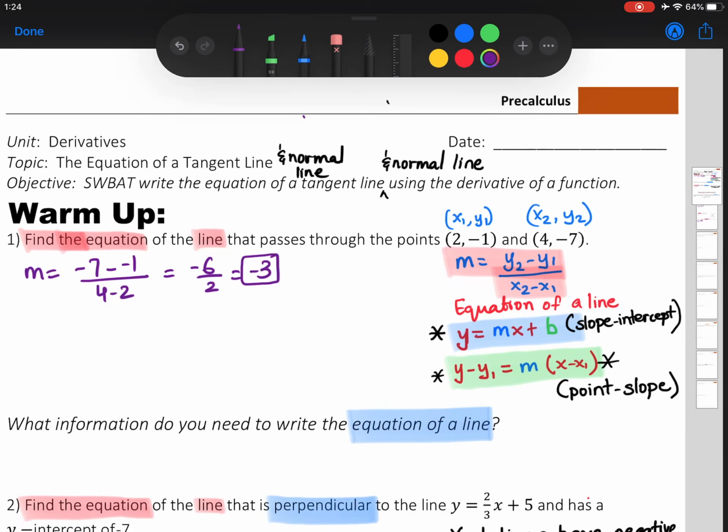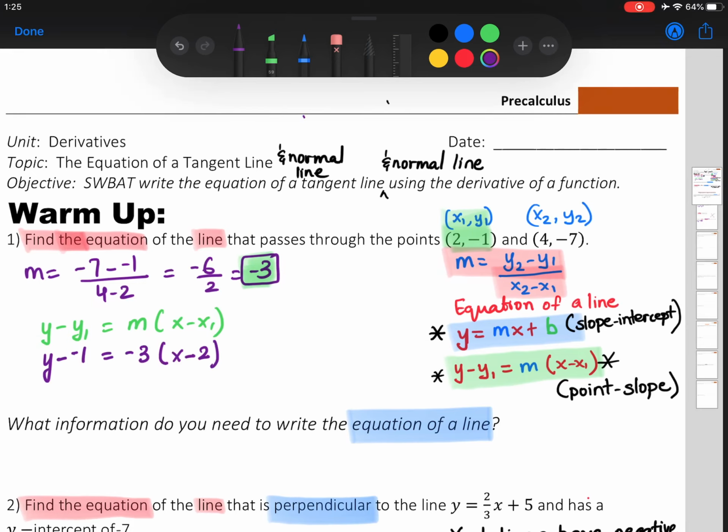In pre-calc, we are going to use the point slope equation. We're going to write our equation always in this form. So I already know my coordinate. I already know my slope. So can I write the equation? Yes, I can. So I'm going to rewrite this equation. It's y minus y1 equals m times x minus x1, right? So let's write that down. It's going to be y minus my y1 is -1 equals slope is -3 and x minus 2.